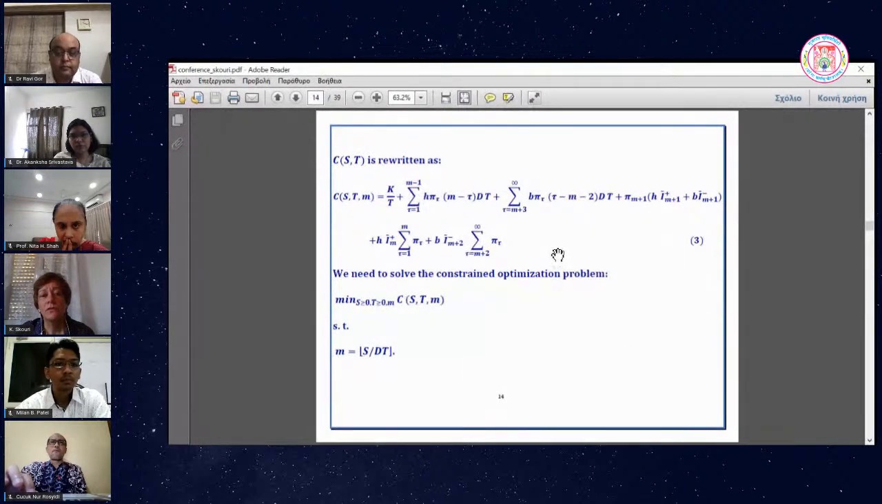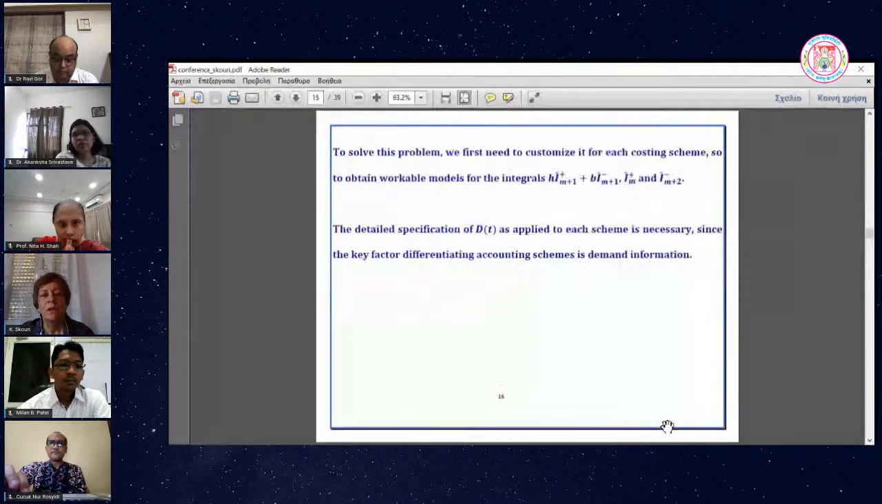So, using this variable, our total cost is rewritten in this form, and now we need to solve this constrained optimization problem. So we have added this new variable and this constraint. Now, to solve this problem, we first need to customize it for each costing scheme, so as to obtain a workable model for this integral.